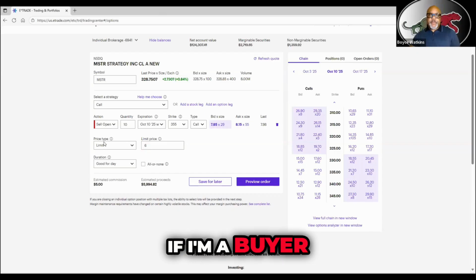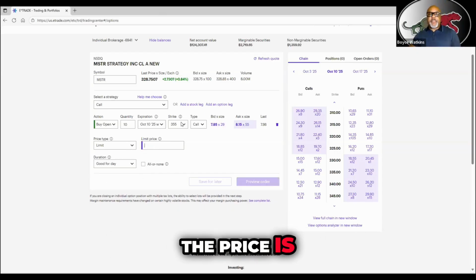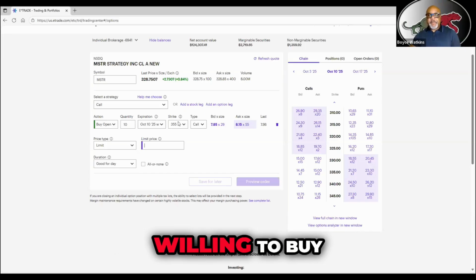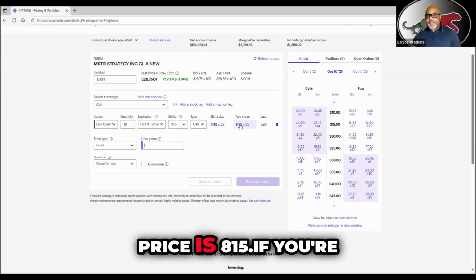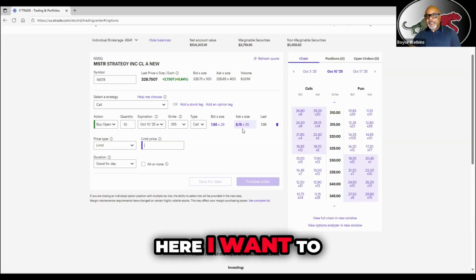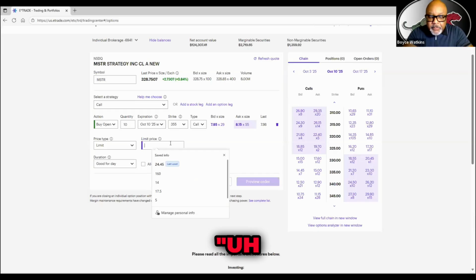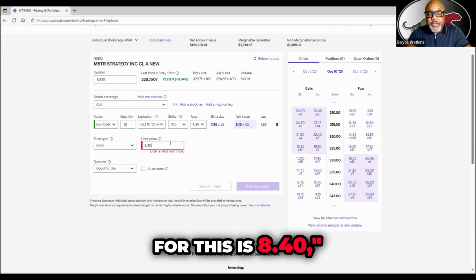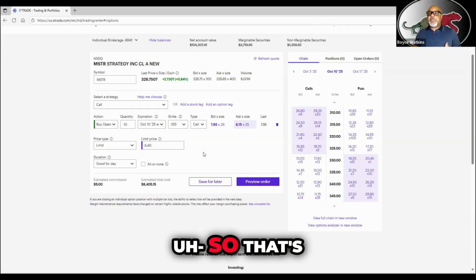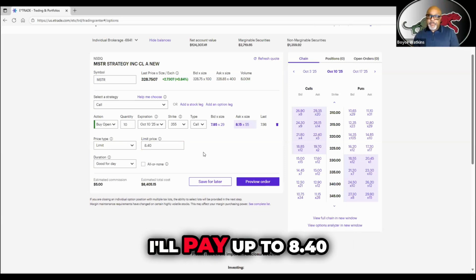Now, if I'm a buyer, then I'm looking at the maximum price I'm willing to buy. So right now the price is 815. So here I want to buy this option, so I can put in a limit price, and I could say the most I'll pay for this is 840. That's me saying I just want this thing to happen. I'll pay up to 840. If it goes above 840, then no deal.